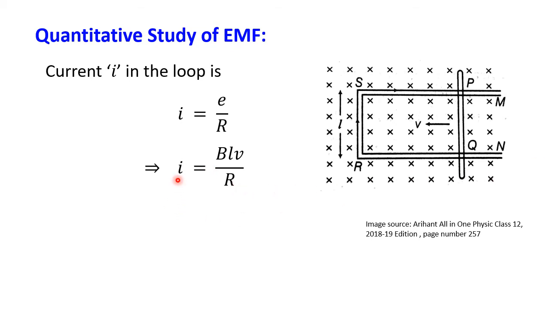Here the magnitude of the current produced depends upon the velocity of the conductor, the length of the conductor, and the strength of the magnetic field, and it is inversely proportional to resistance. It is a common property that resistance and current are inversely proportional.